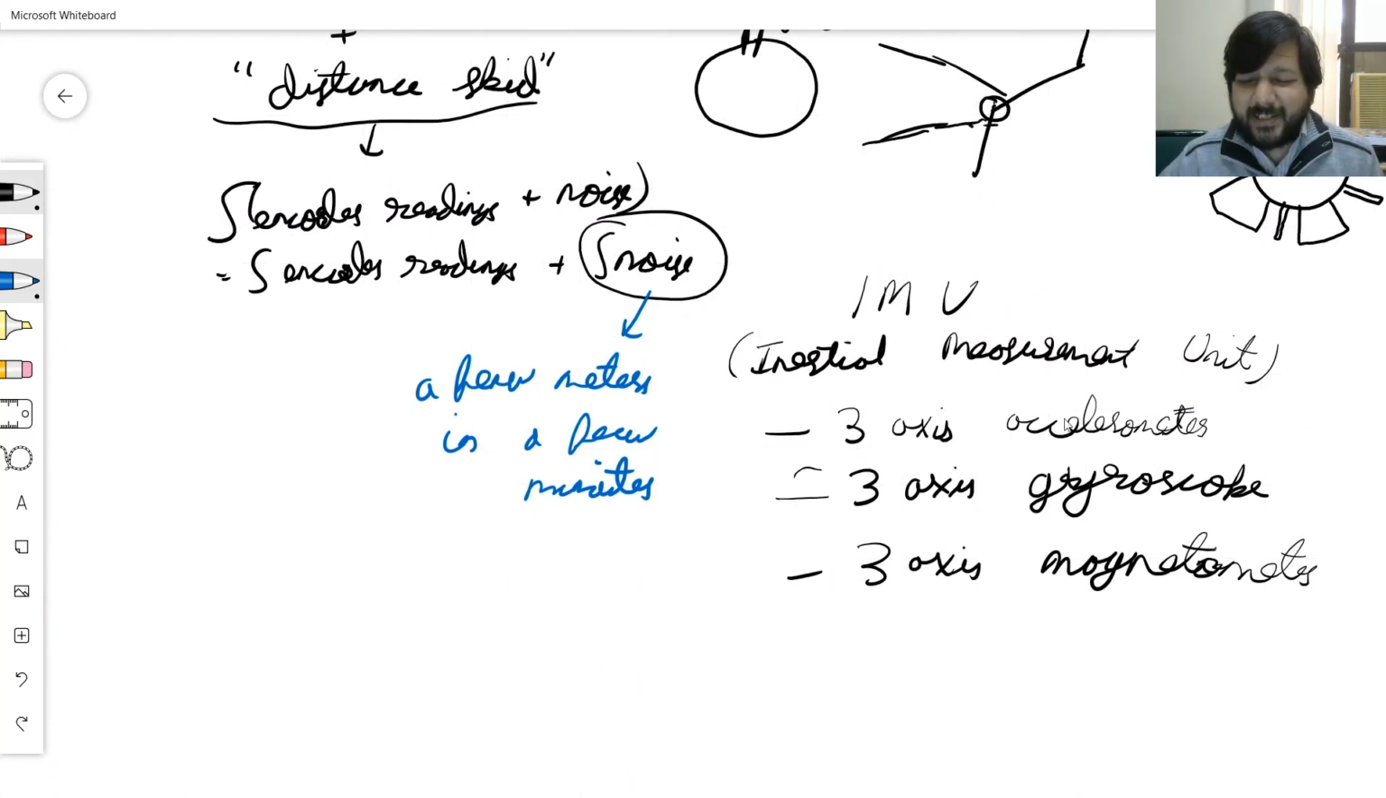Same thing over here. I'm integrating IMU readings plus noise. So it's the integral of IMU readings plus the integral of noise. So this becomes too large.